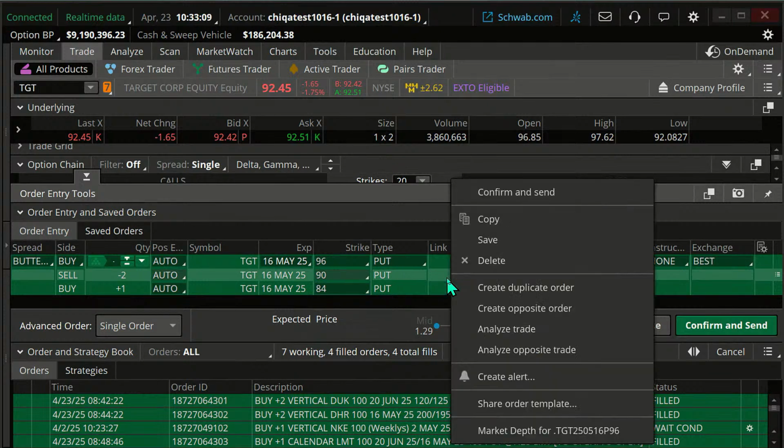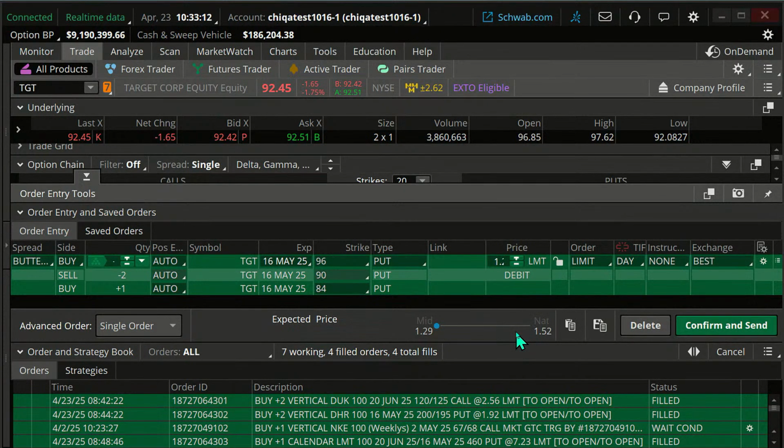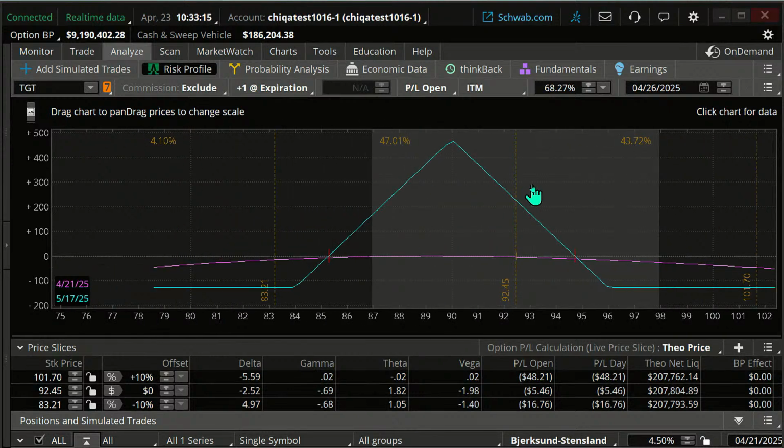If I want to look at what this is going to look like, let me click on Analyze Trade. This is what it looks like. This is our max gain theoretically on this trade, about $450. The odds of hitting that exactly are probably pretty slim, so we're not going to insist on a $450 profit. If we get halfway there, we're probably in good shape. $225 would be half of our max profit. We could possibly get out at that point.